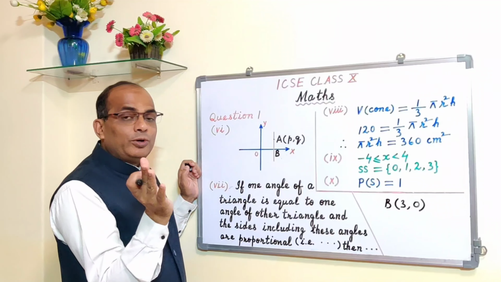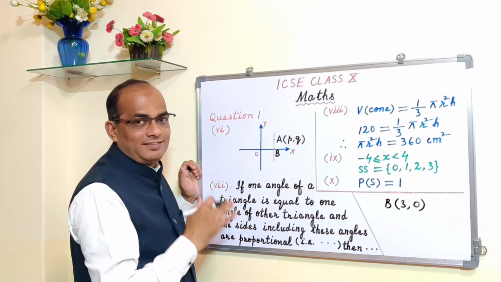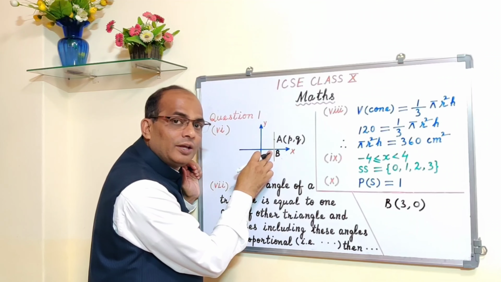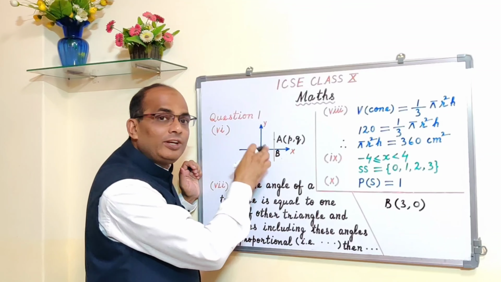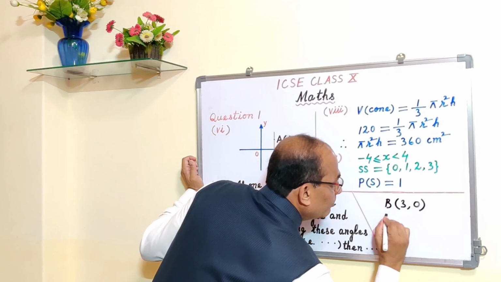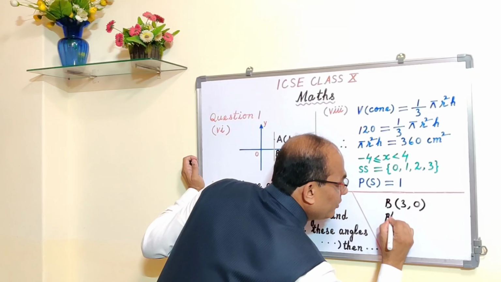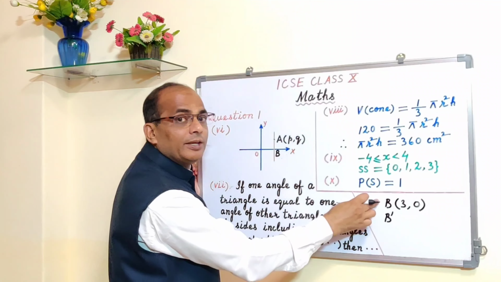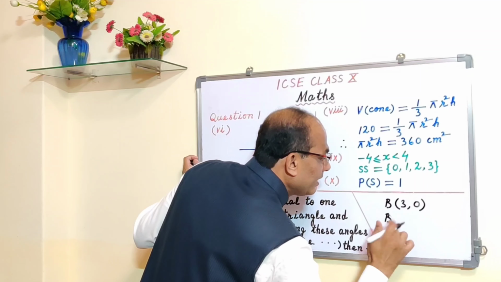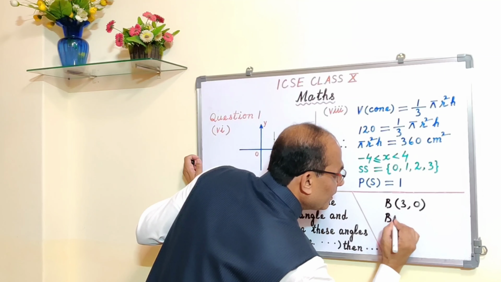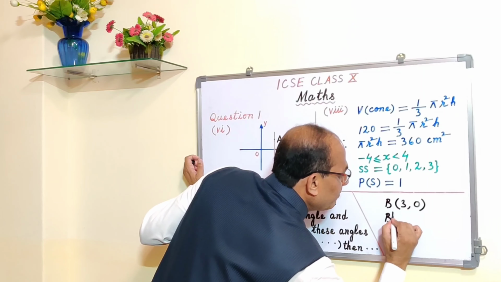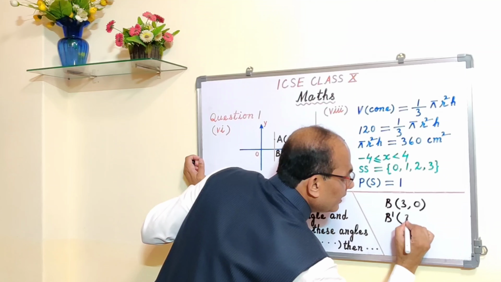Now see the situation when this point B is reflected in the x-axis. If the point B is reflected in the x-axis, the coordinates of the point B will remain the same. I mean the coordinates of the point B dash, which is the image of B, will remain the same, and it will be 3, 0 only.